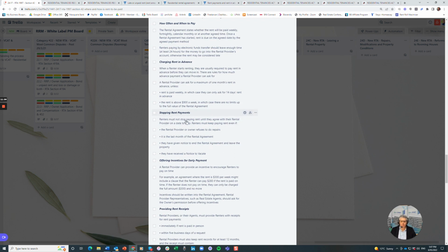Stopping rent payments. Renters must not stop paying rent until they agree with their rental provider on a date to stop. Renters must keep paying rent even if the rental provider refuses to do repairs. Really, really important. Often a renter will use that as blackmail: I'll pay rent if you do the repairs. Well, there are breaches there, so there's an avenue for you to pursue in that scenario.